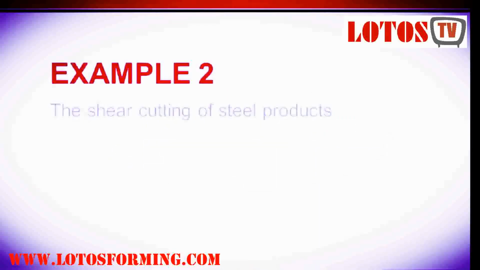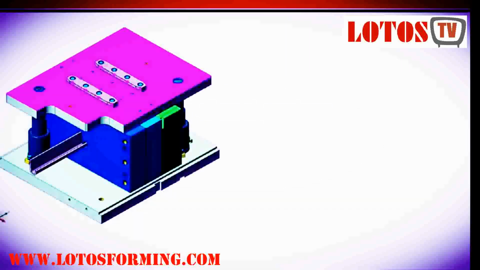So now I'm going to give you a very brief presentation about example number 2, which is shear cutting of cold formed steel products. There are many shear cutting processes in application with different types of sections that we obtain from the cold forming process. And this is one example, the shear cutting of a thick J section.